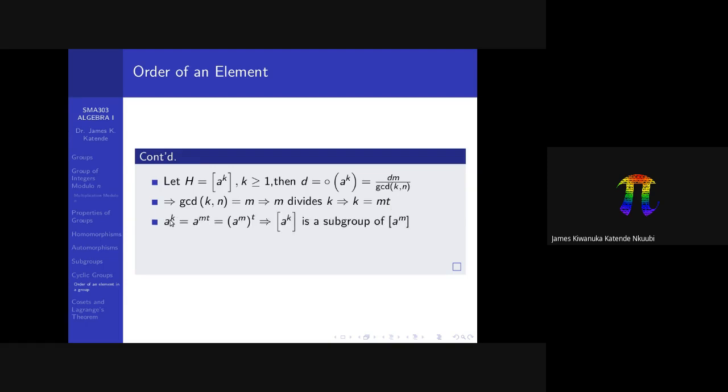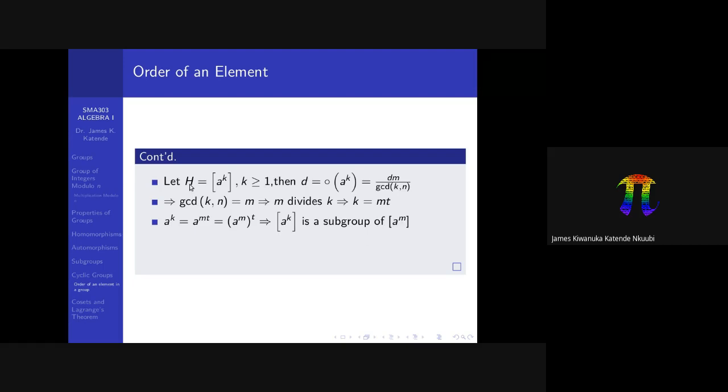So I can write a^k will be equal to a^(mt), but I know that the order of a is equal to n. Let's not mix them up. This is the same as (a^m) raised to t. So basically, this is what we have shown here. If you pick any element in H, then it also turns out to be an element of the cyclic subgroup generated by a^m.